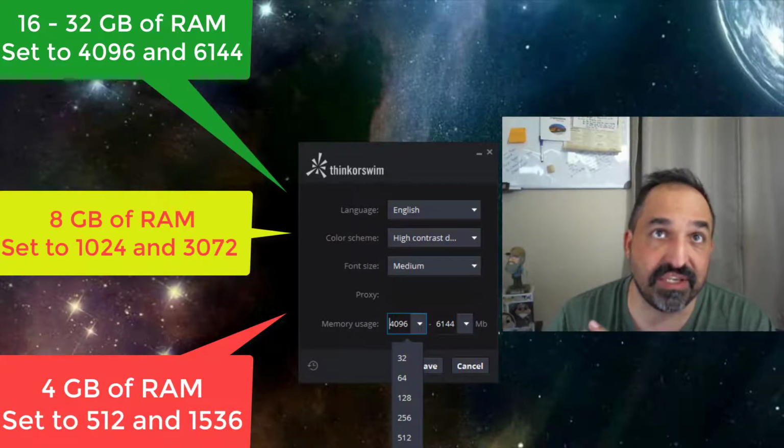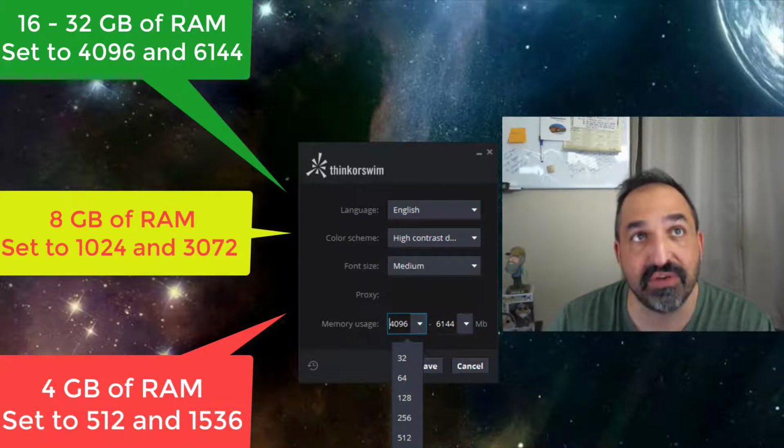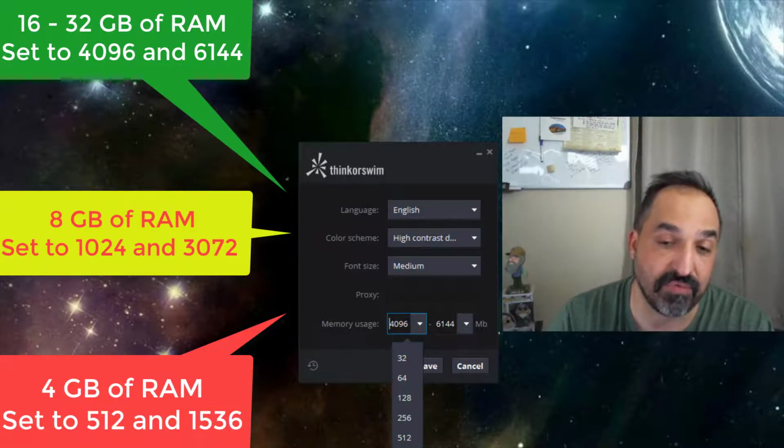I personally have 16 gigs of RAM available in this computer, and that's about to get bumped up to 32 gigs of RAM. That will not change my memory allocation between 4 gigs on the low side and 6 gigs on the high side for ThinkOrSwim alone.